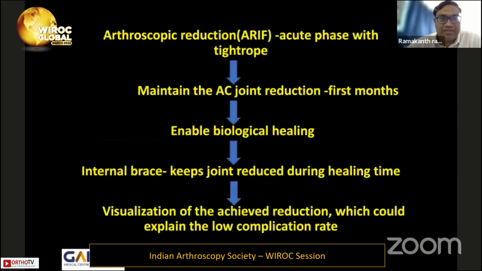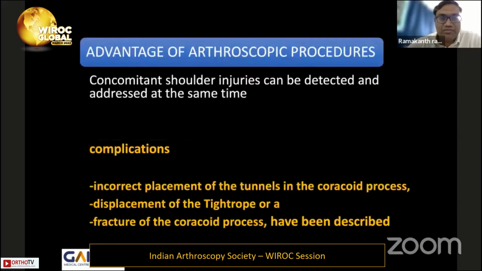So this is an example of an unstable type 3, which was reduced and fixed with the arthroscopic method. This is another example. So the arthroscopic method can be adopted for the acute phase with a tightrope to maintain the joint reduction, which enables biological healing. So it basically acts like an internal brace, keeps the joint reduced and around which the healing happens, and visualization of the achieved reduction, which could explain the low complication rates.